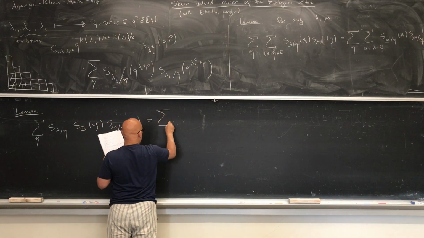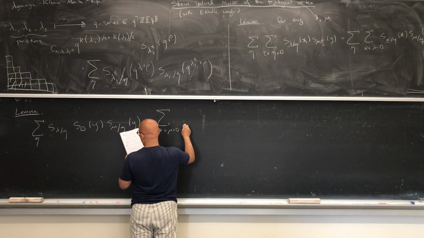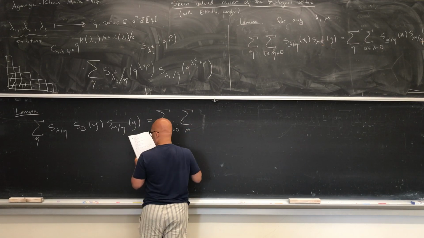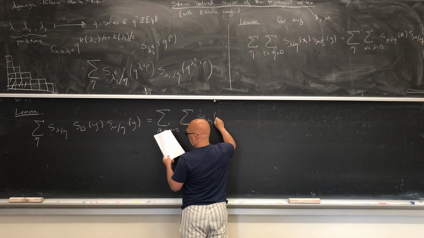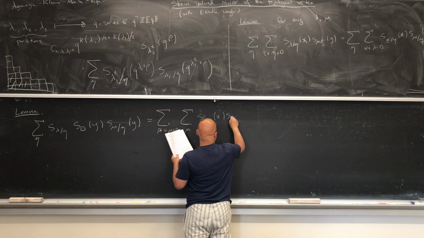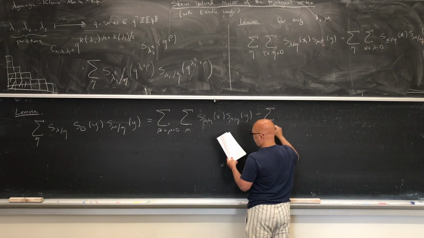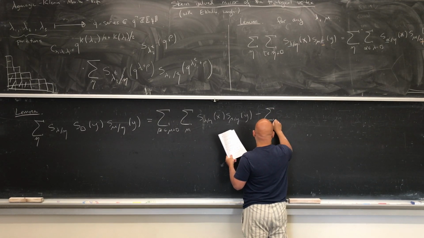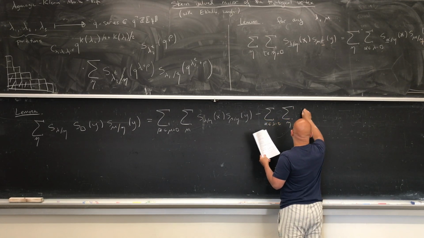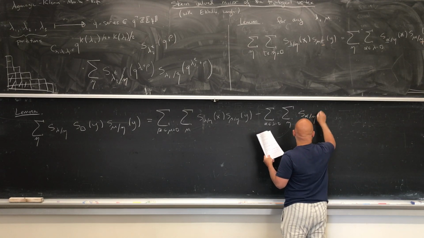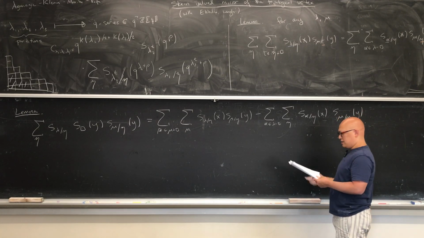equals the sum over beta in mu plus 1 box of the sum over eta of s lambda over eta x, s beta over eta y, minus the sum over alpha in lambda minus a box of the sum over eta of s alpha over eta x, s mu over eta y. Okay, some big formula.